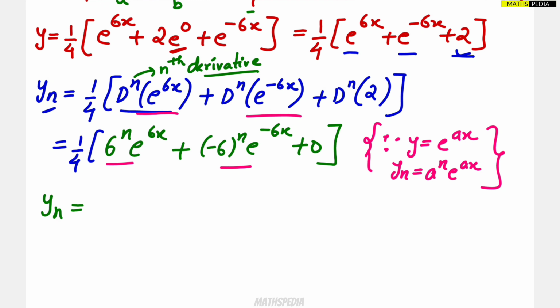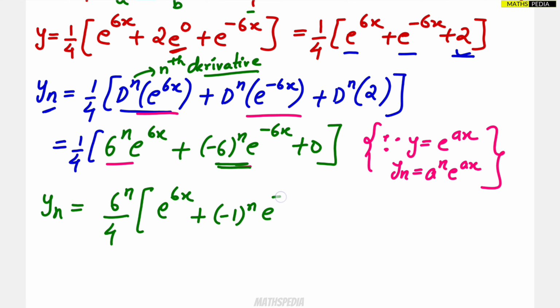So y power n is equal to 6 power n is common, so we can take it outside, but if you leave it here also it is fine. But if you take it outside, be careful with this, that e power 6x is remaining, but here it is not minus e power minus 6x. Here I will write plus, minus 1 power n into e power minus 6x. This will be the answer. That's why I said be careful with this part.